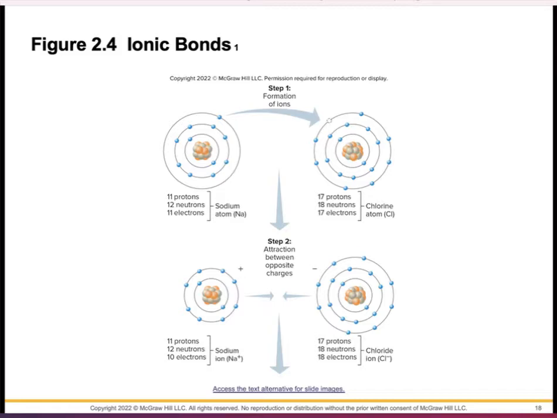Step 2 is the attraction of those opposite charges, okay? So the sodium ion is positively charged after donating an electron to the chlorine, and the chloride ion is negatively charged after accepting the electron from the sodium ion. So now the number of electrons in the sodium ion is 10, and in the chloride ion, you're going to have 18, okay? The sodium donated one to the chloride.